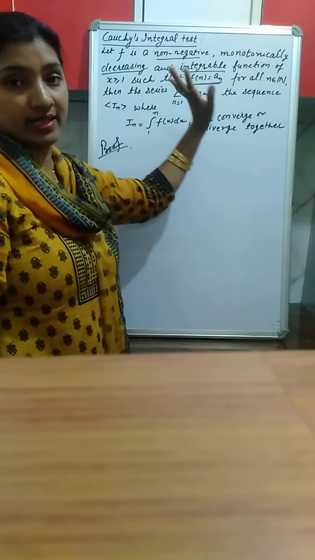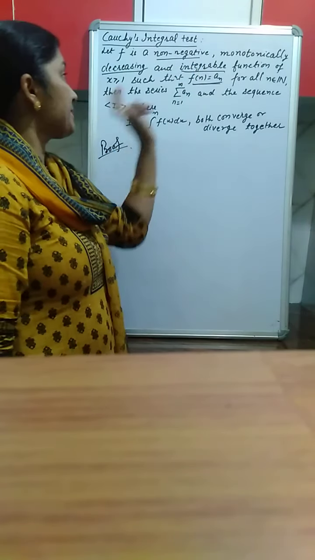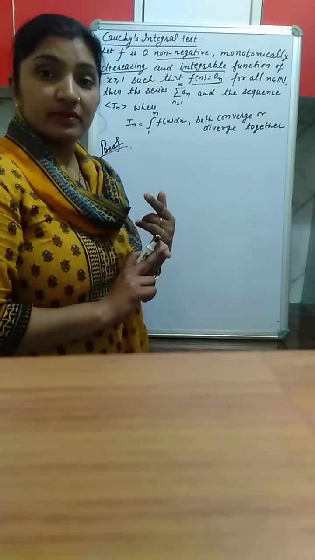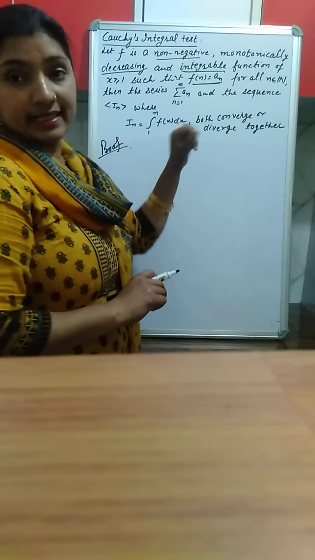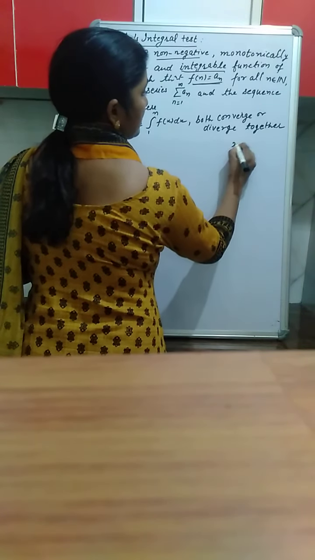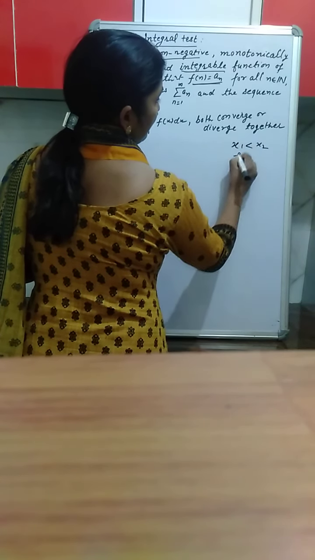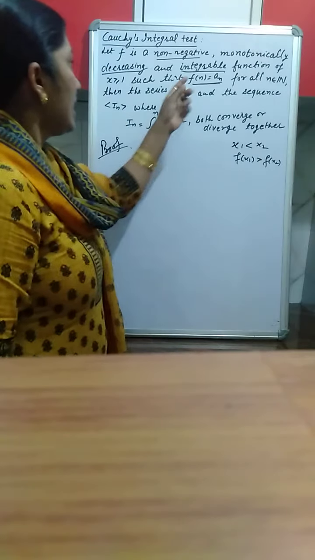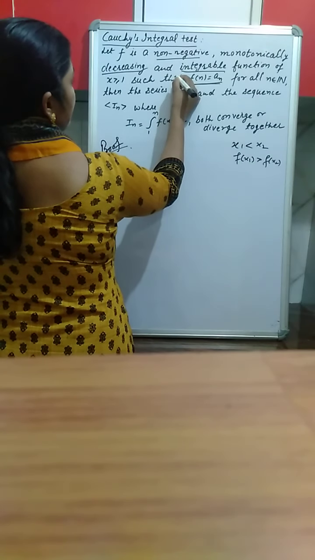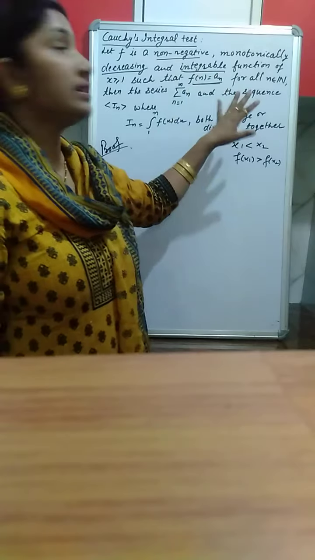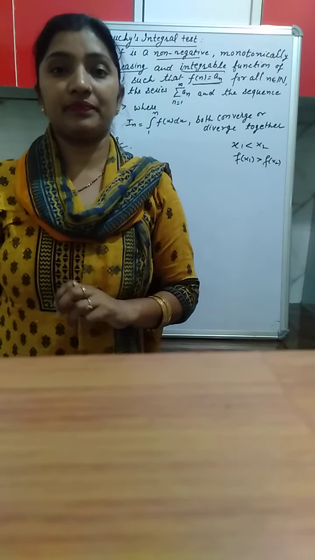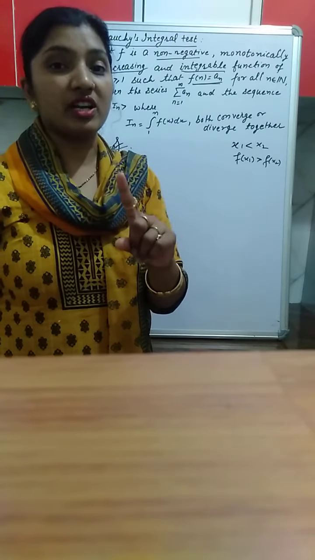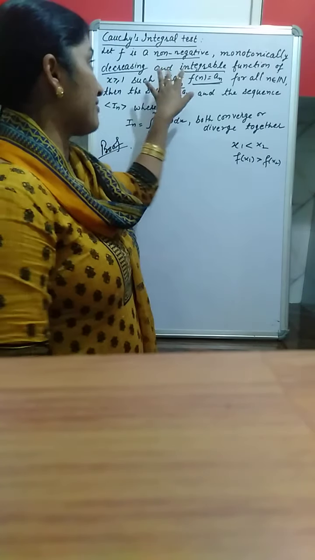If f is non-negative, monotonically decreasing and integrable. Non-negative means the values of f are non-negative, not negative, and decreasing means if x1 is less than x2, then f(x1) must be greater than f(x2). And integrable function means the function's integration is possible, such that f(n) is equal to a_n. That means f(n), a sequence, is a function whose domain is the set of natural numbers, and this f is that function.